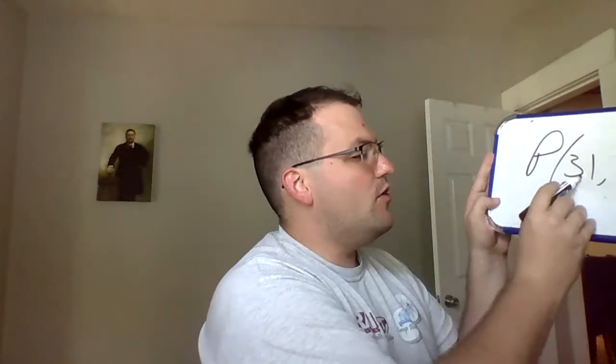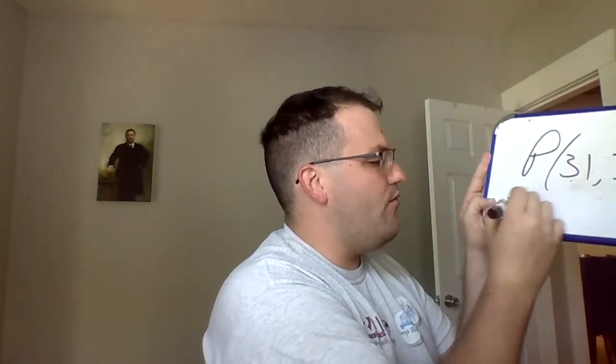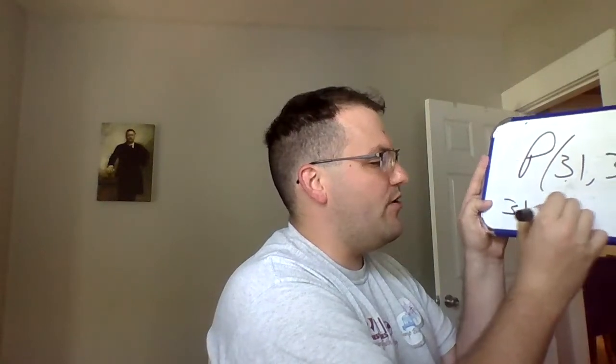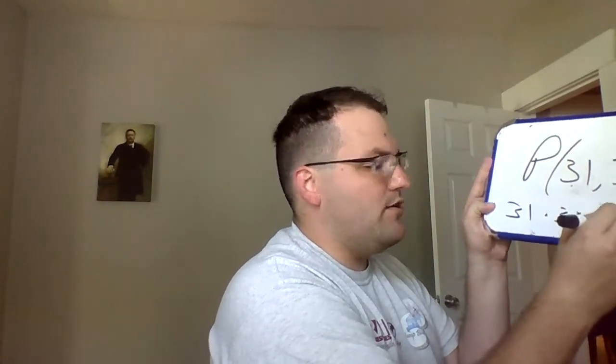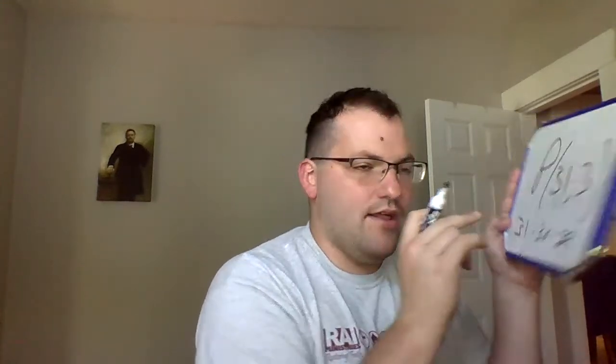So we start with whatever number is right here in this coordinate. So we have 31. Then we're going to multiply it by 30. Then we're going to multiply it by 29. So let's look at an example of this.